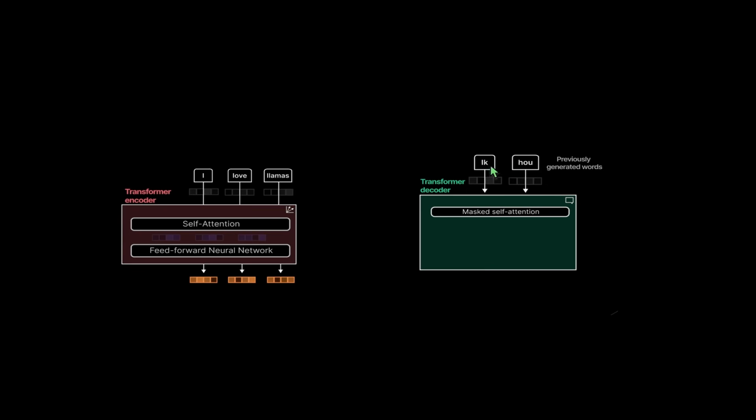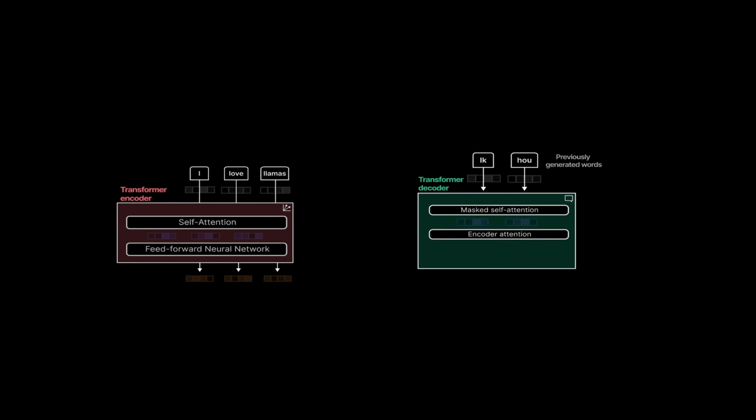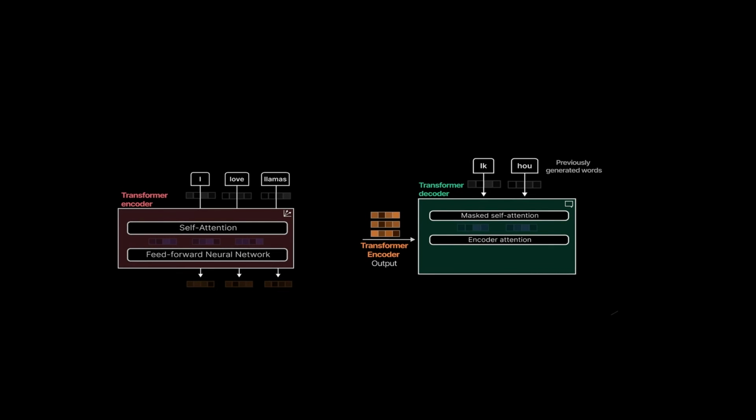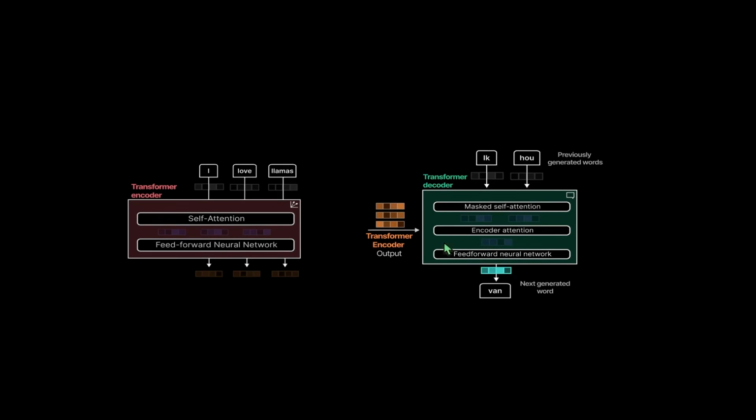Next comes the decoder, which operates slightly differently. The decoder includes a masked self-attention layer that predicts the next word in a sequence. Imagine the model has already generated the words, "I love." Using masked self-attention, it focuses only on the words that have already been produced to predict the next one, without looking ahead at future words. This masking ensures the model generates text sequentially, just as humans do.